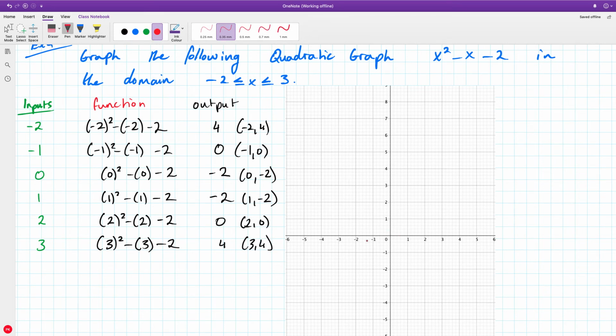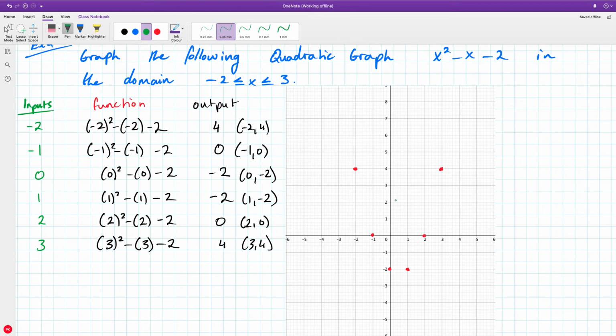Minus 2, 4. Out to minus 2 and up to 4. There's your first one. Our next point is minus 1, 0. Out to minus 1, up to 0. Our next one is 0, minus 2. Out to 0, down to minus 2. Our next one is 1, minus 2. Out to 1, down to minus 2. Our next one is 2, 0, out to 2, and you leave it on 0. And our next one is 3, 4, out to 3, and up to 4.